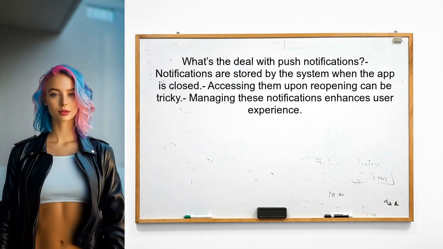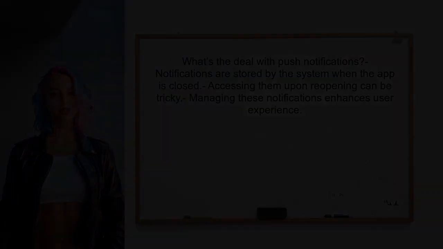So what's the deal with push notifications? When your app is closed, notifications are stored by the system. However, accessing them when the app reopens can be tricky. Understanding how to manage these notifications is key to enhancing user experience.